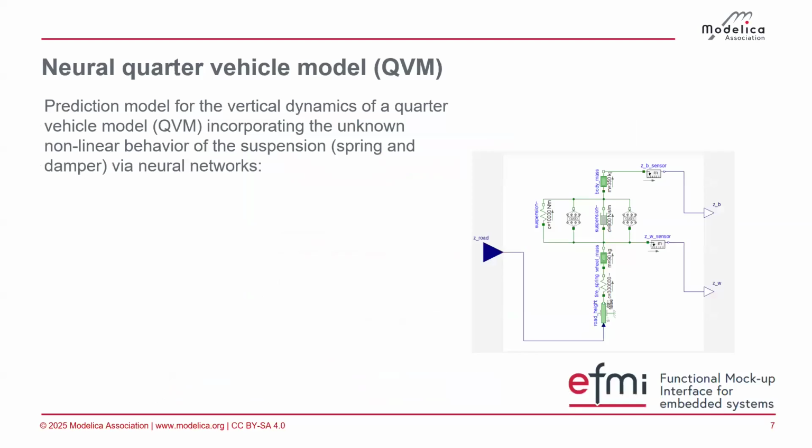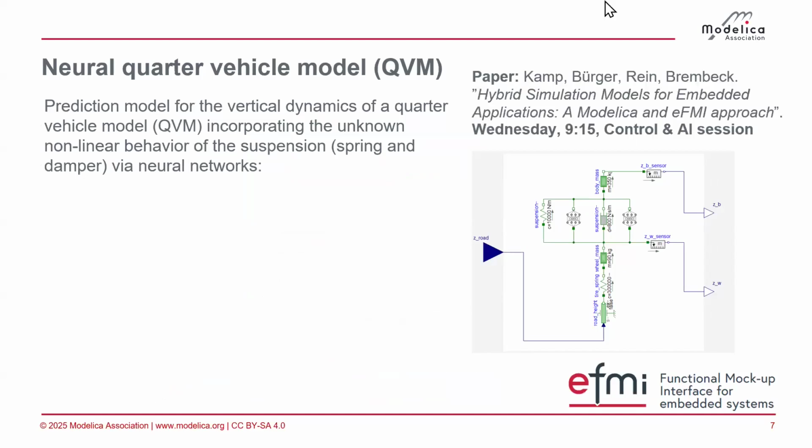The second example is something where we also have a later presentation and paper about. It's a neural quarter vehicle model. So it's a prediction model for the vertical dynamics of a quarter vehicle model, incorporating the unknown nonlinear behavior of the suspension, so that's a spring and a damper, via neural networks. First of all, we have a paper presentation about it later, and you can read a conference paper in the app. It's on Wednesday, 9:15, in the Control and AI session.